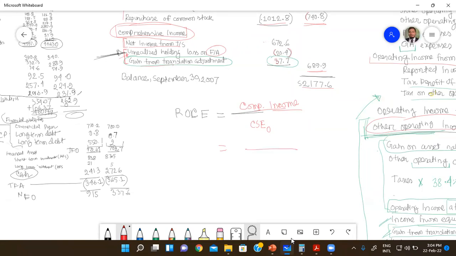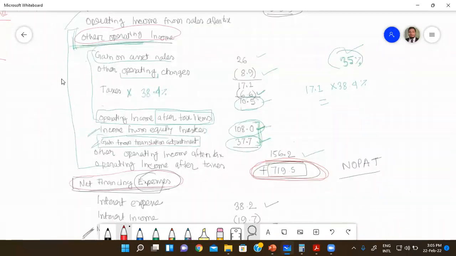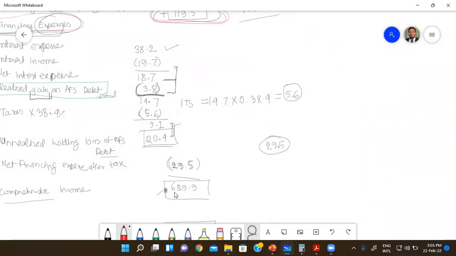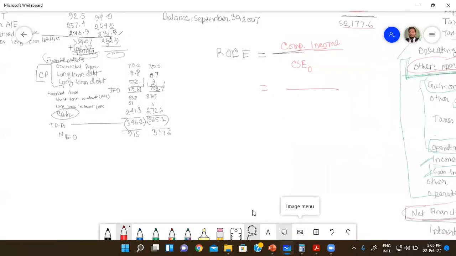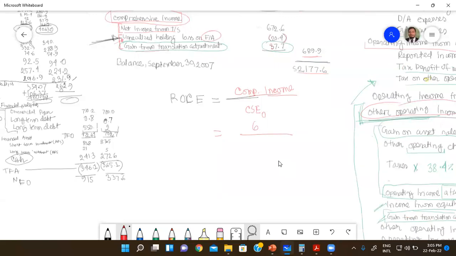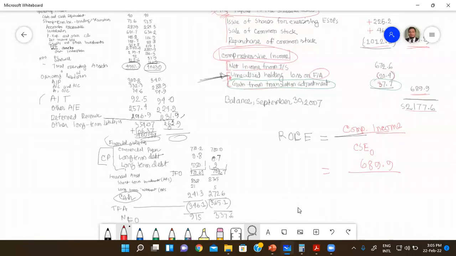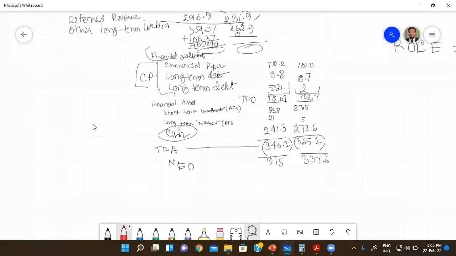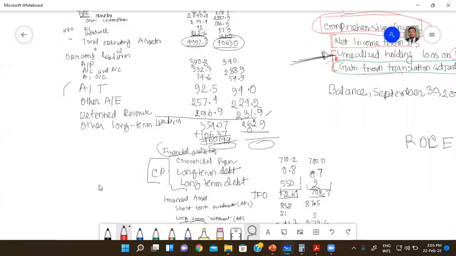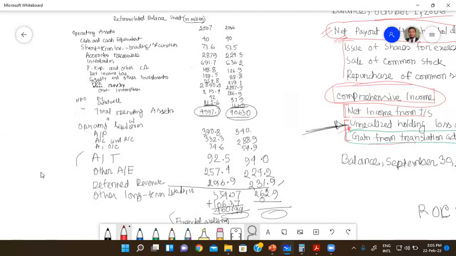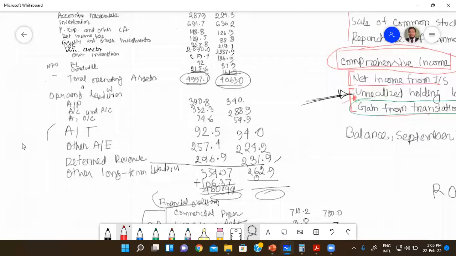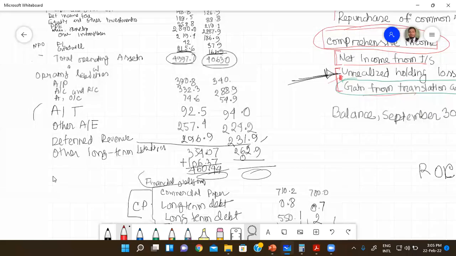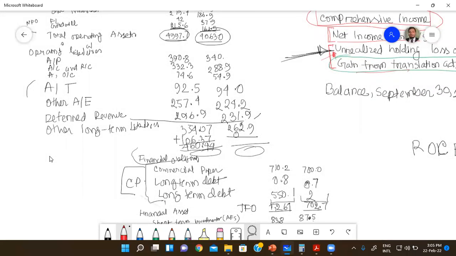Now, what is the comprehensive income we calculated for our problem? You probably can recall it was 689.9. And the common shareholder equity we measured here by subtracting the net financial obligations from the net operating assets. Do you have the number on your text or on your script? Common shareholder equity.